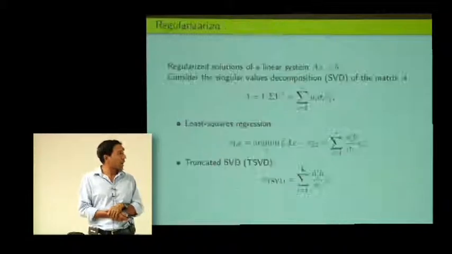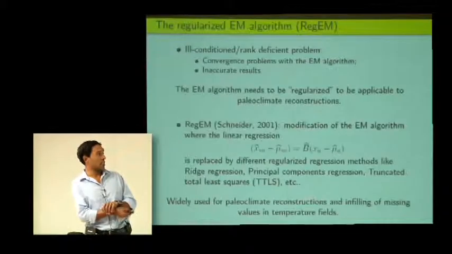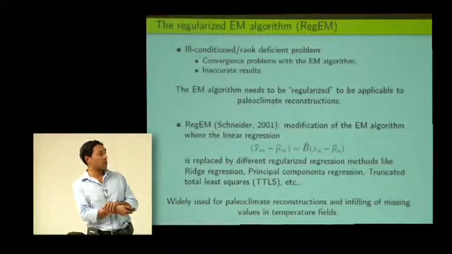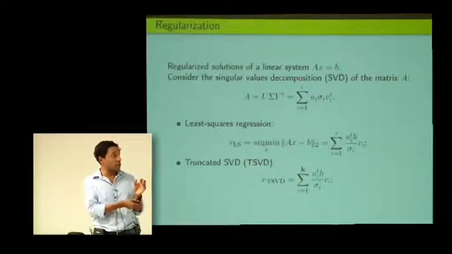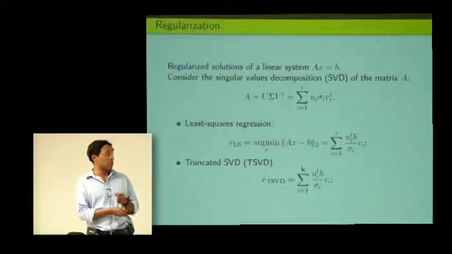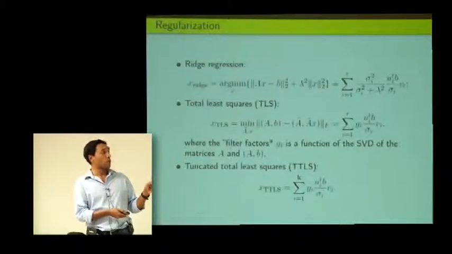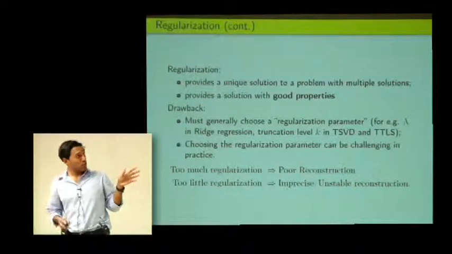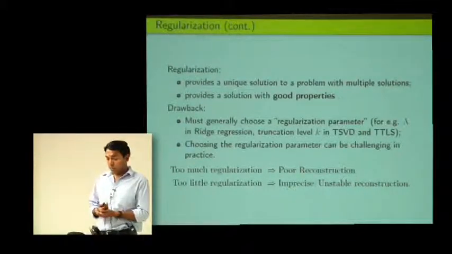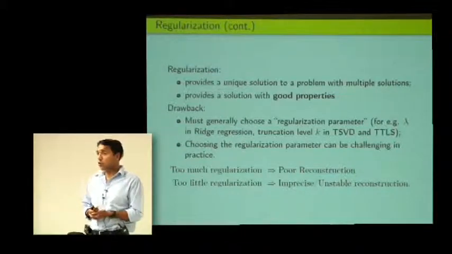So what I did was I just said, well, what were these ridge regressions, principal components, and truncated total least squares? They really referred to a singular value decomposition, or trying to solve a linear system using a few principal components or few singular values. That's what it was.